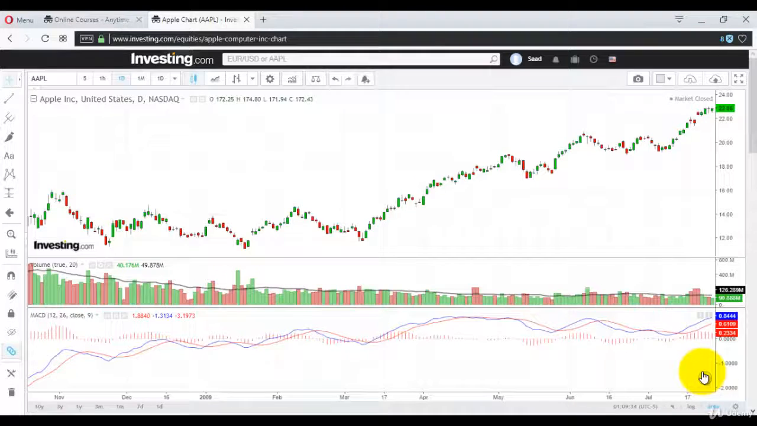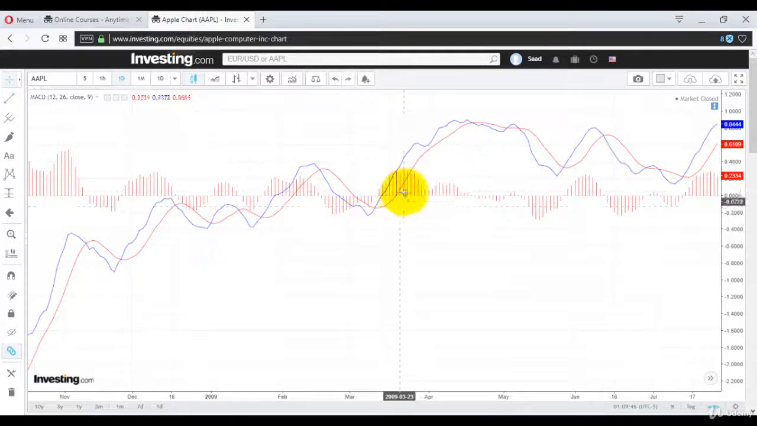Hi guys, in this lecture we will discuss MACD. What is MACD and how to look at it. The first thing is MACD looks this way. There are two lines and there are these bar chart lines. They are pointing up and they are pointing down as well. Now what do they mean?